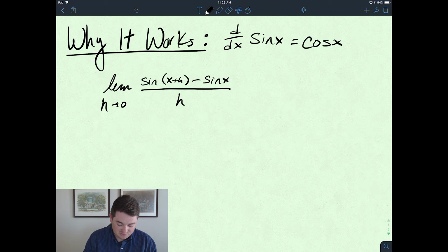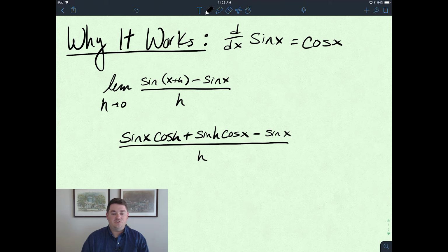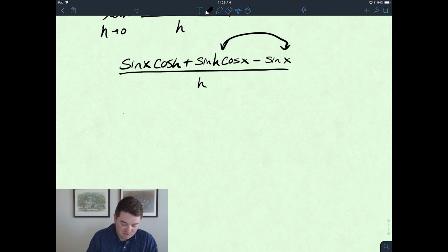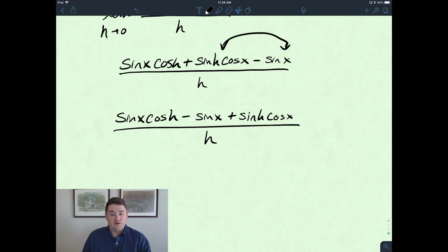Okay? It goes like this. Sine of x plus h is sine of x times cosine of h plus sine of h times cosine of x. And then all the rest is going to stay the same. Minus sine x over h. Now I'm going to take this and rearrange. I'm actually just going to flip two of these terms. I'm going to make these two switch places, giving me sine of x cosine of h minus sine x plus sine h cosine x all over h.